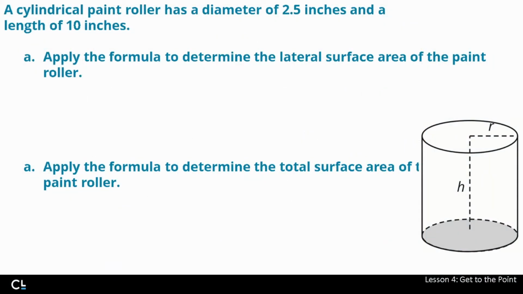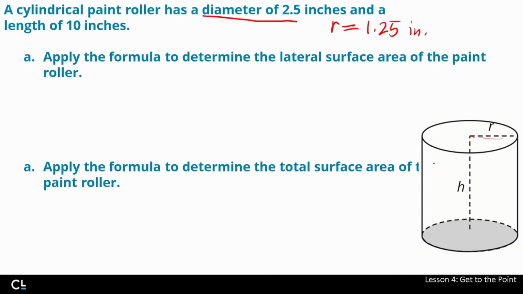So let's start off. It says a cylindrical paint roller has a diameter of 2.5 inches and a length of 10 inches. The one thing we need to know is this says diameter. Diameter is all the way across this paint roller. So we need to find half of that to find our radius here. So R equals 1.25 inches.